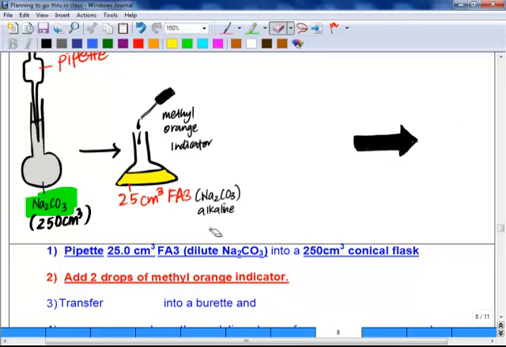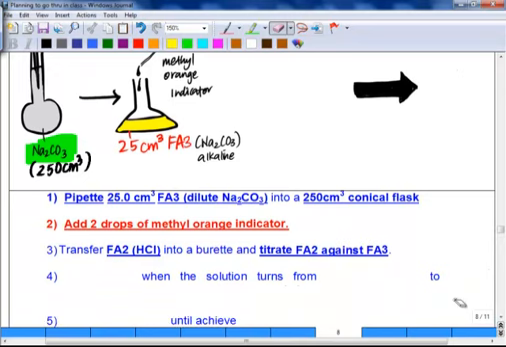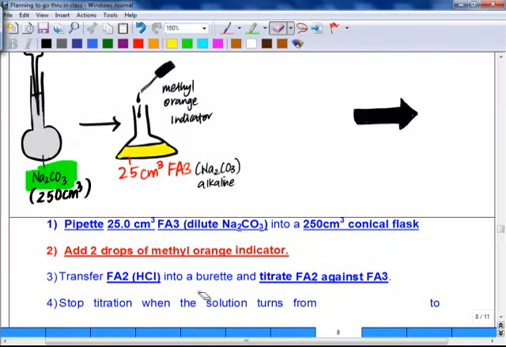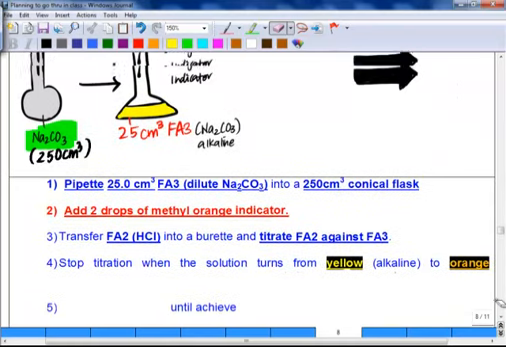The Na2CO3 is inside the conical flask. What is your other reagent? Correct. HCl inside a burette and titrate with Fa3. Then last step is titrate, stop titration when the solution turns from what to what? Orange, correct. Titrate from yellow to orange. Remember, we went through the color change of the indicator. Initially it's yellow, finally it's orange.